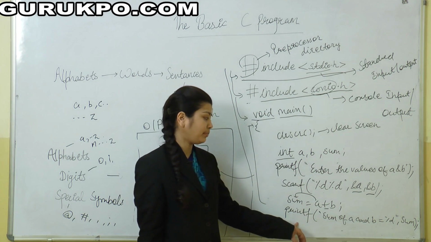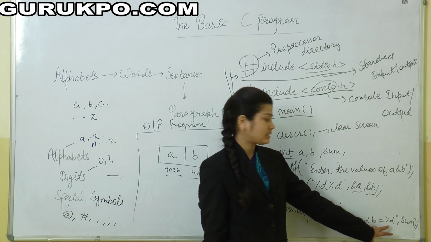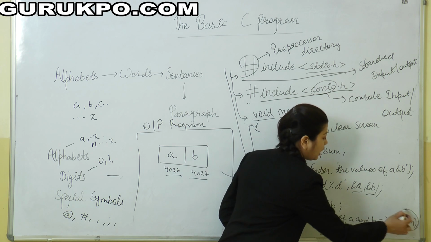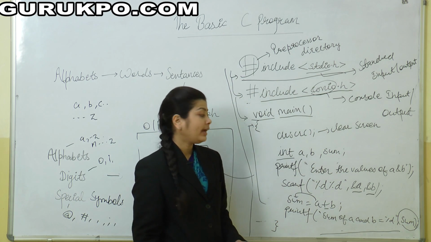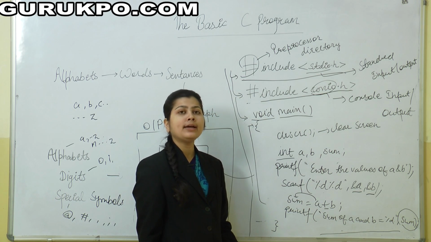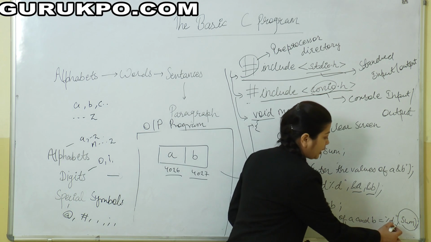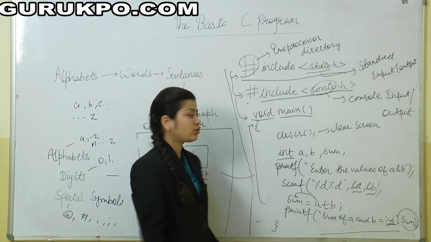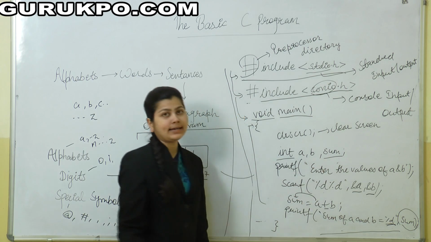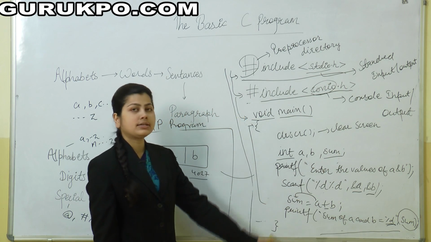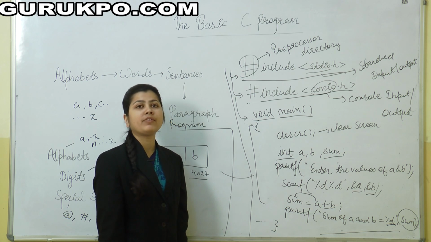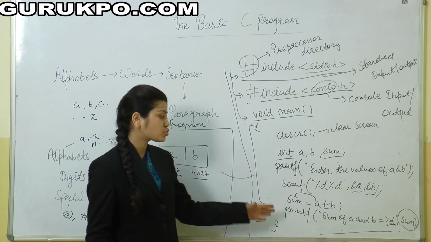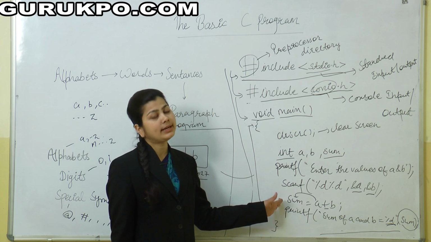Here we write the statement printf sum of a and b is equal to %d and sum. This is the statement that is shown to the user, and this is the variable that we pass, in which the value is stored to display to the user. Here we use %d, which is also a formatted string for an integer type variable, because sum is also an integer type variable. So %d defines that the value of the variable stored in the program is also an integer.